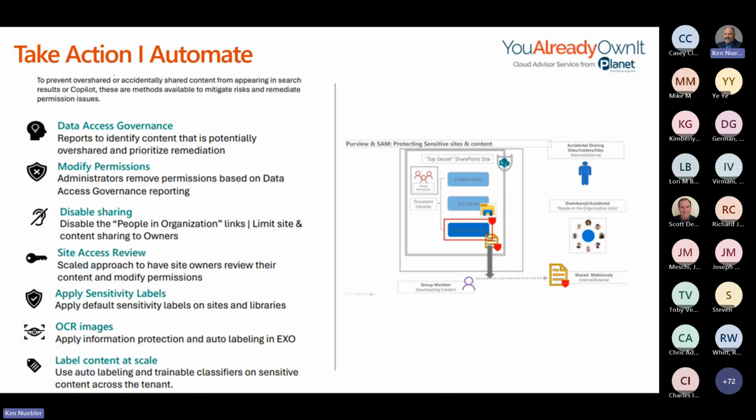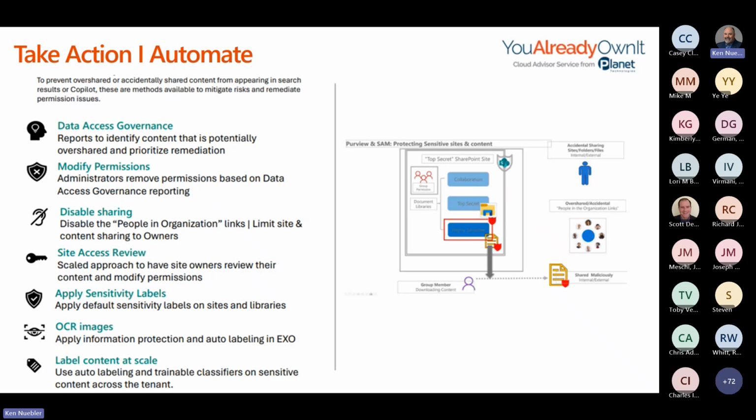On the automation side of SAM, we have some capabilities like access reviews, applying sensitivity labels to sites and libraries, and even OCR content automatically using some of the Information Protection Plan 2 capabilities integrated into SAM, and you can label at scale. My favorite one here, though, is applying sensitivity labels to the site. Once you pull up a site or a library, you can tag that site or library with a sensitivity label, so that anything you drag into it automatically gets that sensitivity label. Anything you create in that site automatically gets that label.